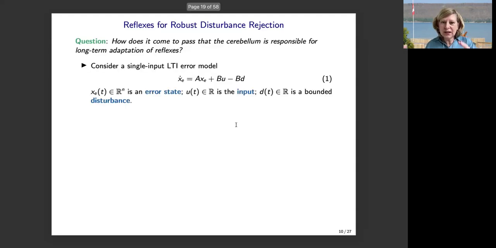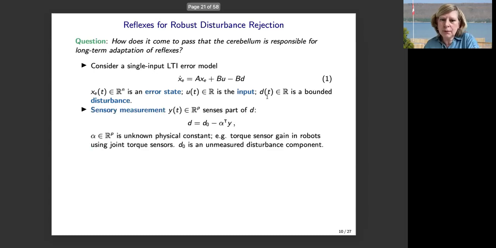So in a slightly more general setting now, imagine that you have a single input, linear time invariant error model. Again, this is this abstract model that's characterizing the behavior of some error. So these are now a vector of error states, not just the scalar error that I had before. And I have, again, a disturbance that's the effective disturbance after I do the modeling work to arrive at this error model. So I have some error states that I want to drive to zero, I have my usual motor command or input, and I have some disturbances that I want to reject.